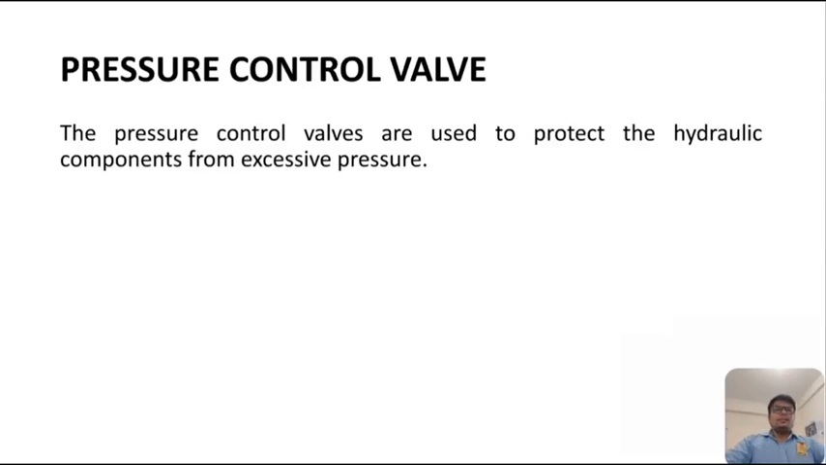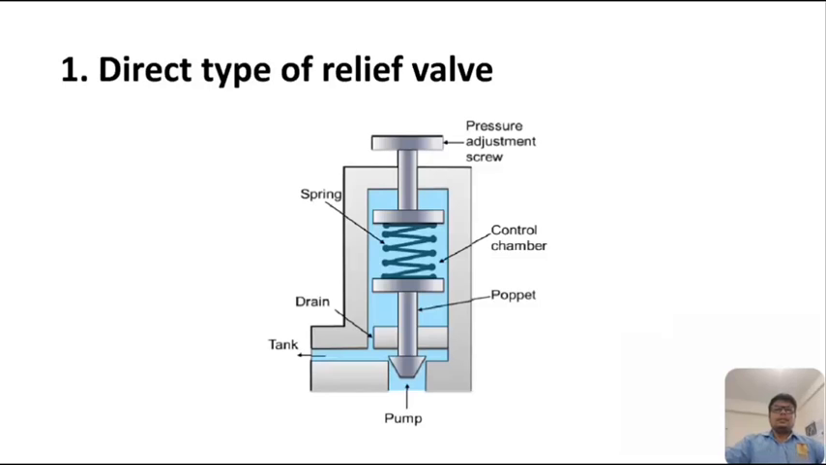The primary function is to limit the system pressure, and that must be within the specific or permissible limit. It reduces the system pressure, and as the pressure reduces to the limit which we have already set, then the valve will automatically close. So let us start our various types of pressure control valves. The first is direct type of relief valve.